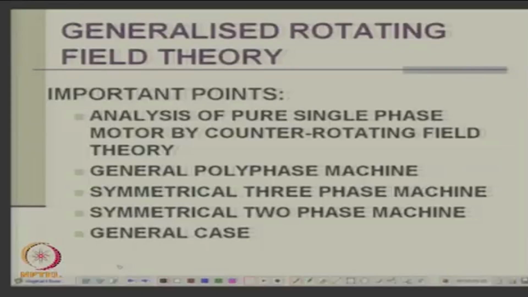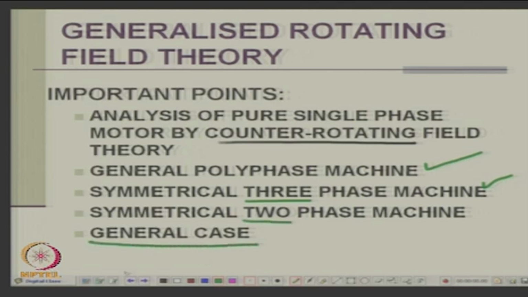So, with this concept, last class we said that we can look at the problem with counter rotating field concepts, and then it will be a general polyphase machine we are looking at. If we take a general polyphase machine, a symmetrical machine will be a particular case. You can have a symmetrical 3 phase or symmetrical 2 phase, and we can have a general case also, any asymmetrical conditions.